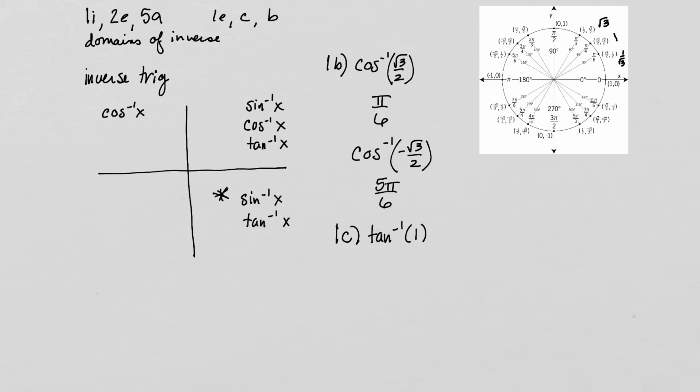So I'm looking for when the tangent is equal to 1. And again, I'm looking in this quadrant and this quadrant. Tangent is going to be positive in the first quadrant. It's equal to 1 at pi over 4. So the answer here is just pi over 4.